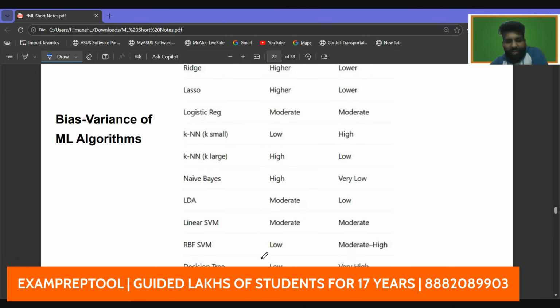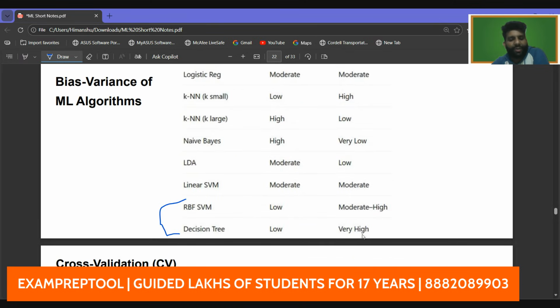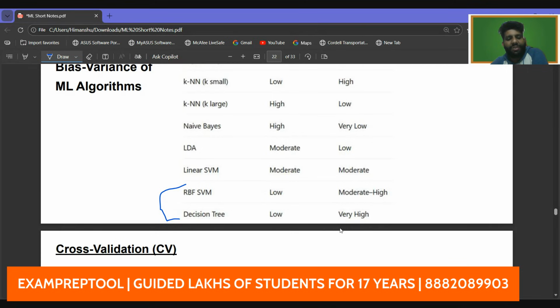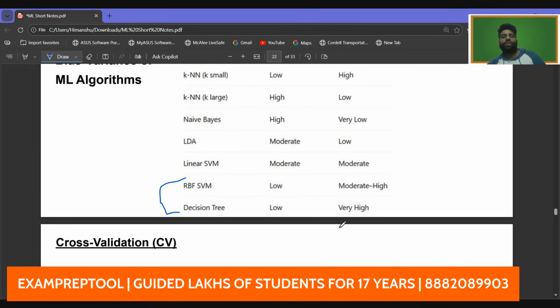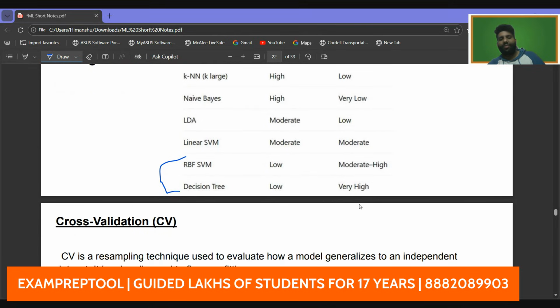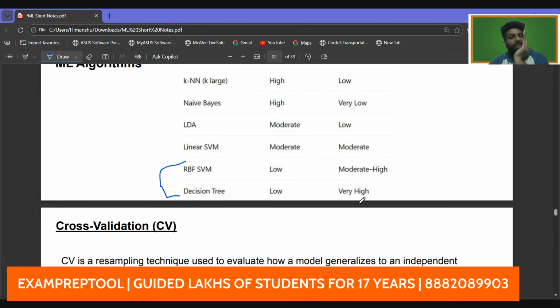SVM, decision tree. So wherever we have complex modeling, you can see we'll be having low bias, but my variance would increase. And for decision tree, we just talked about that it is much more prone to overfitting, so it's very high for the decision tree. Cool. So that was all about the bias and variance.